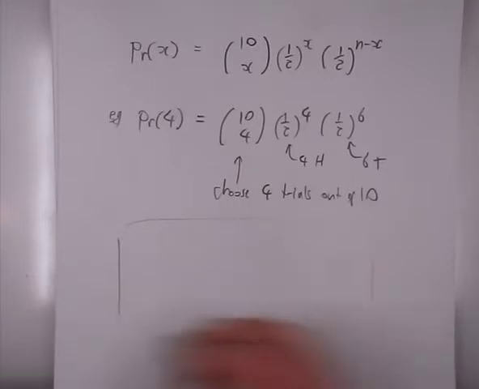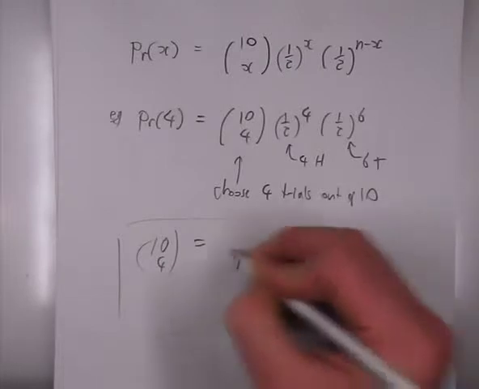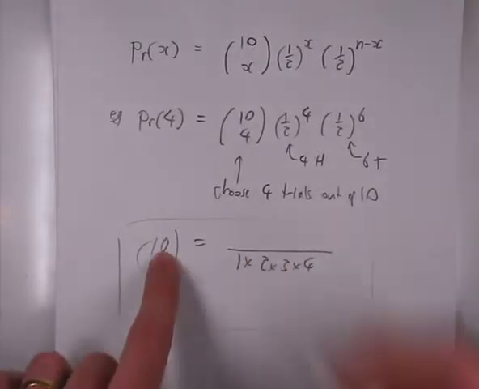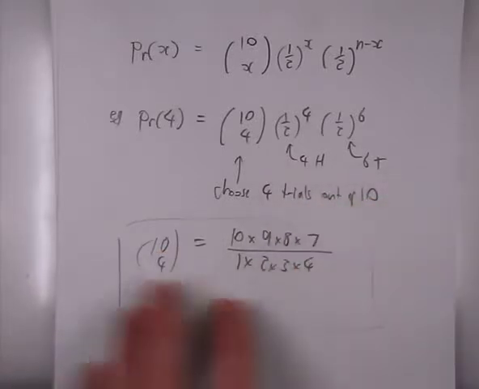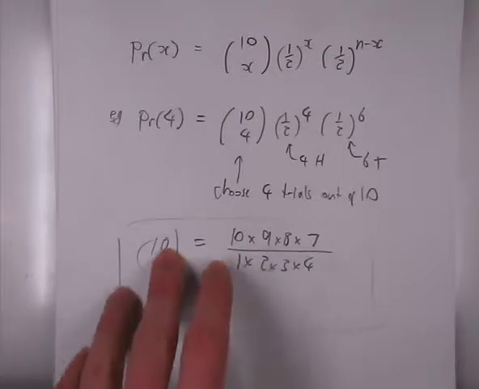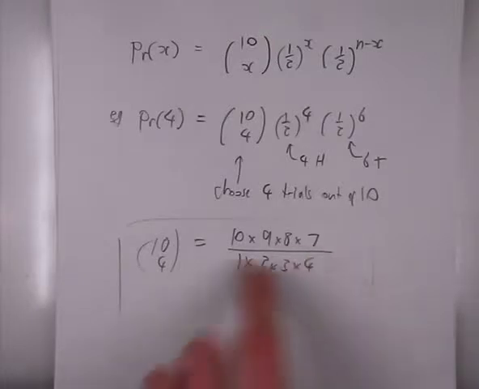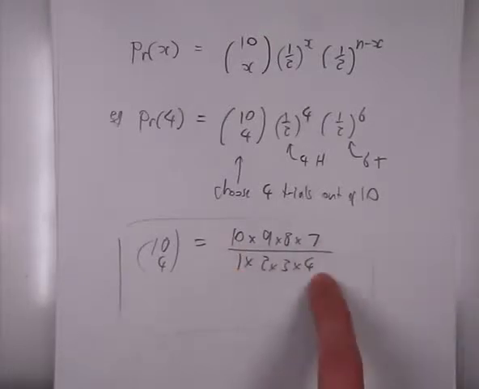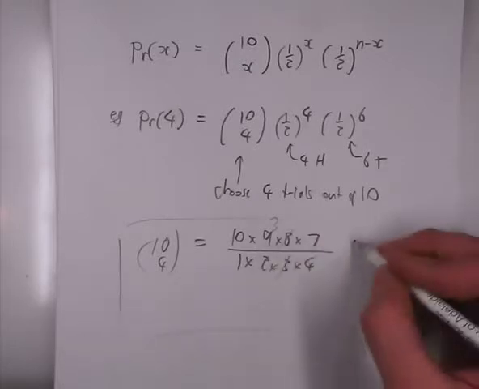So as an aside, 10 choose 4. You go 1 times 2 times 3 times 4 on the bottom of a fraction. And then at the top, since there's 4 on the bottom, you have 4 on the top as well, and you start at 10 and go down. So on the bottom you go up from 1, and on the top you go down from 10. And that is the answer for 10 choose 4, which is not a happy number. In fact, it's 210 apparently.